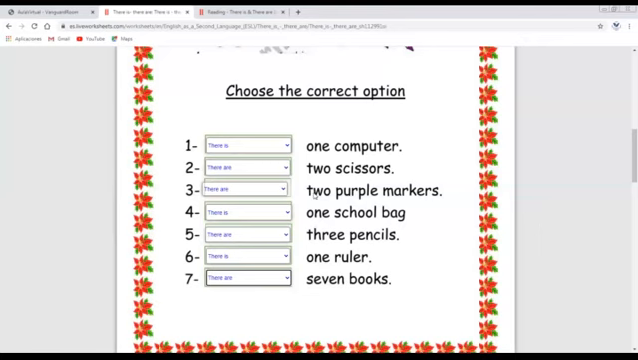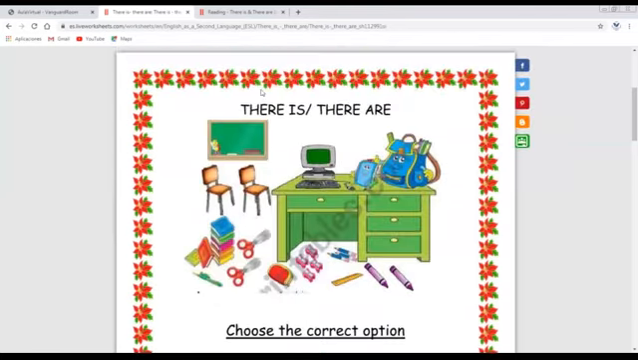Okay, so this is the activity. We finish. Don't forget, practicing home. There is for singular noun and there are for plural noun.